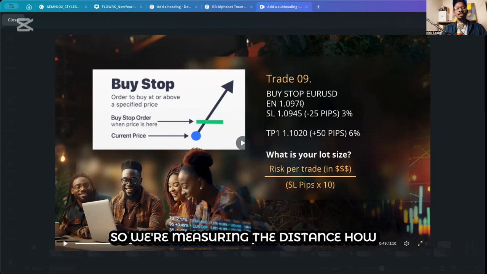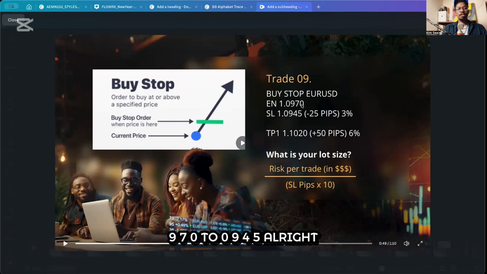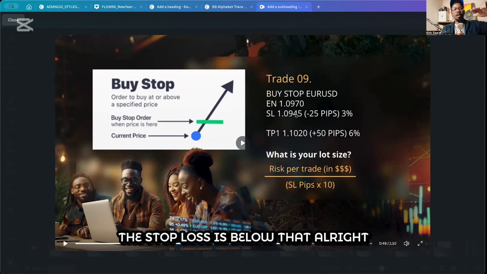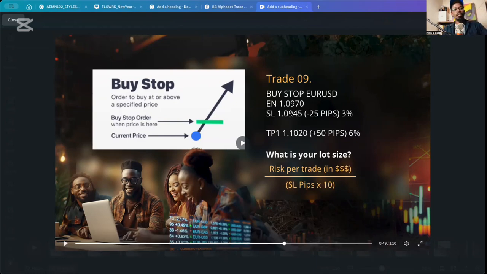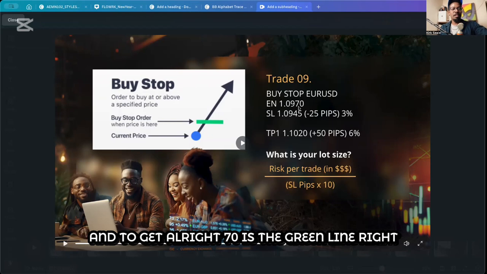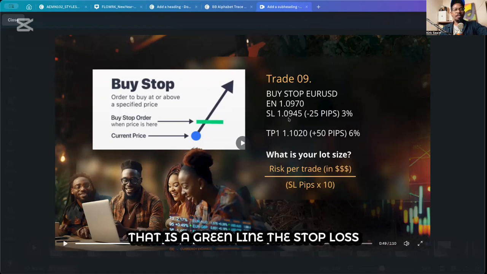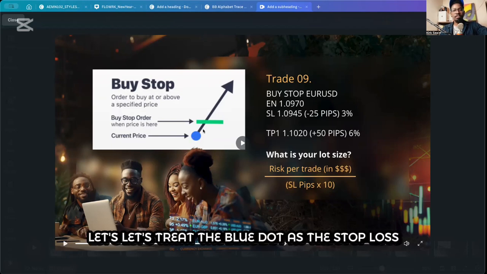So we're measuring the distance, how many pips it took to move from 0970 to 0945. Because we started at 70, the stop loss is below that. 70 is the green line, 0.0970, that is the green line. The stop loss, let's treat the blue dot as the stop loss.